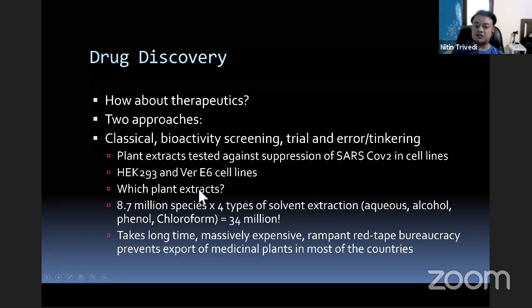Now, which plant extract to choose? We have got 8.7 million eukaryotic species, and which one to choose, we can simply try and error different things. Tulsi we can try, turmeric, we can try coconut, we can try rice, we can try dal, whatever you want to try, or rose or lotus, anything, 8.7 million. And how do you extract it? You can use chemical solvent extraction. Usually people use four different types of solvents, like aqueous, that is water, alcohol, phenol and chloroform. So now you see that total permutation, 34 million kinds of extracts you're going to get.